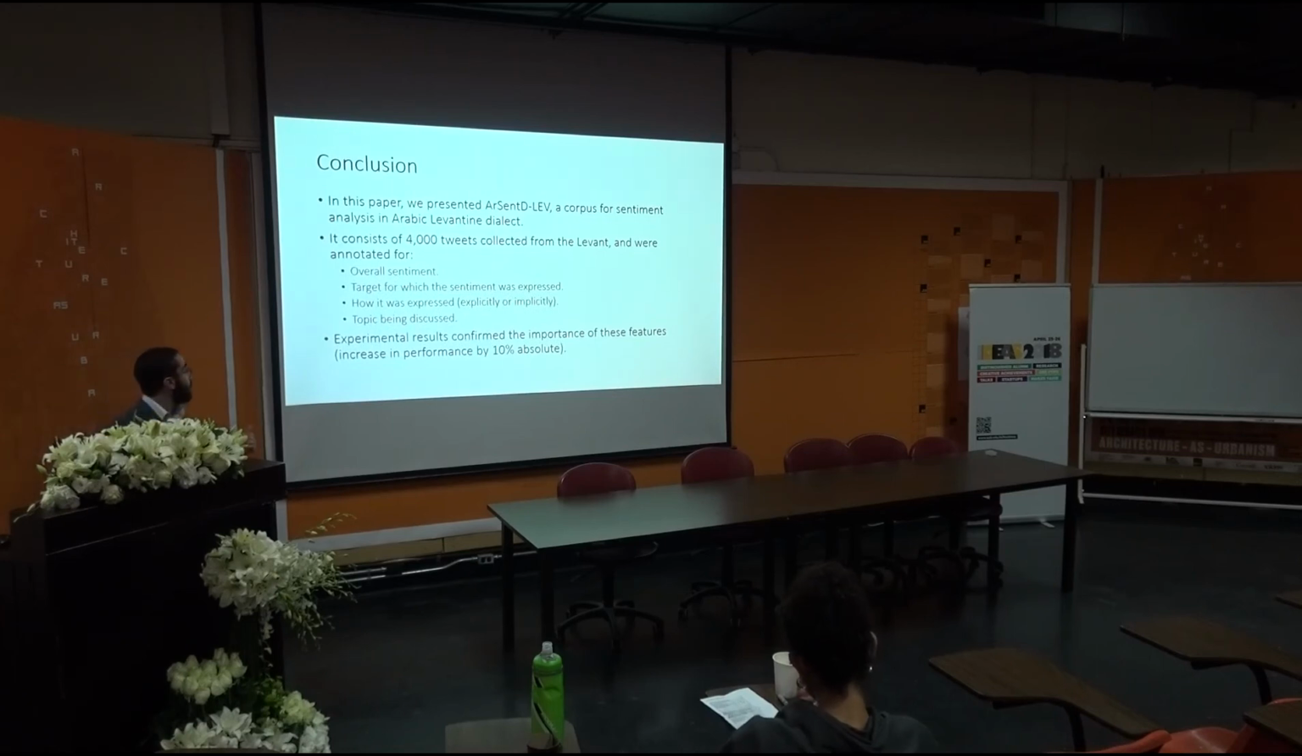So we looked for relevant features to be used. One of the relevant features was the overall sentiment. Is it positive or negative? That was our label. One of the features was the target for which the sentiment is expressed, and also whether it is expressed explicitly or implicitly. By knowing whether the sentiment is expressed implicitly or explicitly, we can increase our accuracy by 10%. By knowing the topic, is it someone talking about something that concerns them, is it something political or other things, we can also increase our accuracy by 13%.